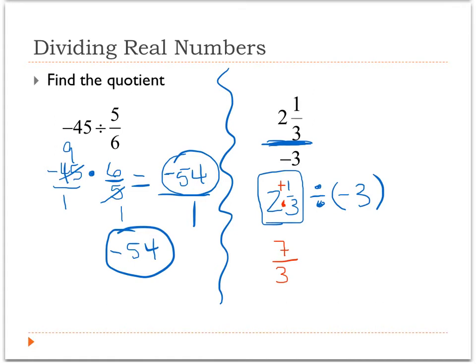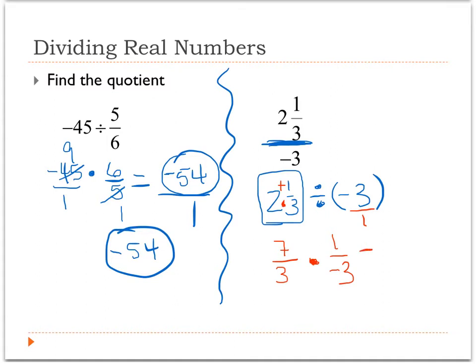Now I'm going to switch the division sign, divide, and I'm going to change that into times. Now I need to know what is the reciprocal of negative 3, or negative 3 over 1, so I'm just going to flip it. And so that's going to be 1 over negative 3.